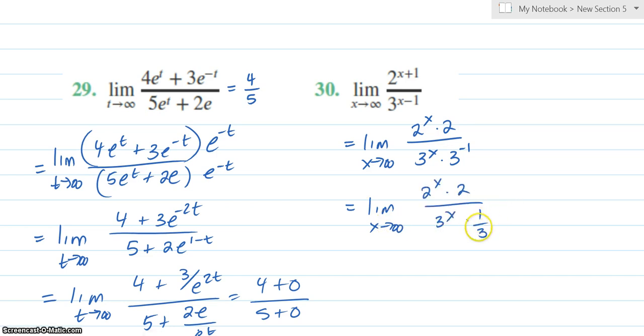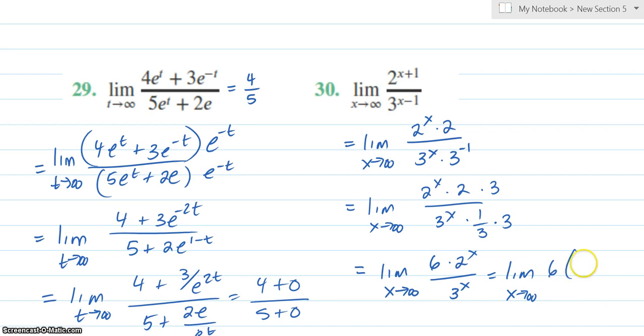Oh, sorry, not a 9. So you multiply the top one by 3 as 6. Now that these are the same exponent, I can rewrite this as 6 times 2/3 to the x. And what happens there? If you have something that's a fraction less than 1 going to infinity, this is going to end up being 0.